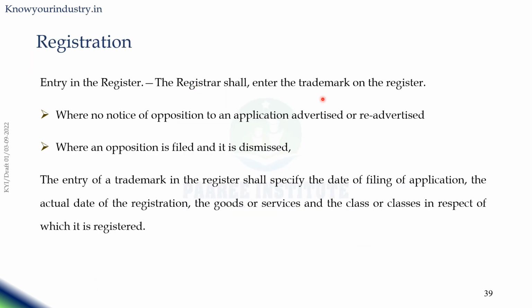The registrar shall enter the trademark on the register where no notice of opposition to an application is advertised or re-advertised, or where an opposition is filed and it is dismissed. In this case, the registrar shall enter the trademark on the register. The entry of a trademark in the register shall specify the date of filing of application, the actual date of the registration, the goods or services, and the class or classes in respect of which it is registered. So these are the details the registrar will enter in the register.